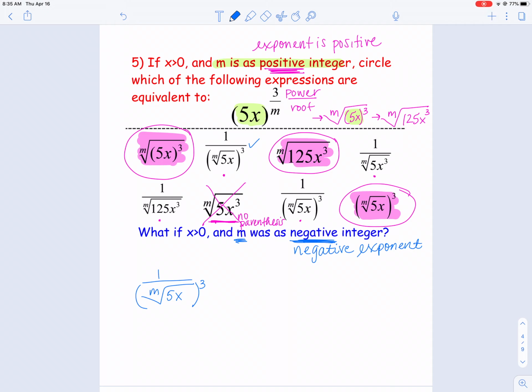Good. How about that next one we come to up top, the last one up top? 1 over the mth root of 5x cubed. Okay, hopefully you're all saying no.